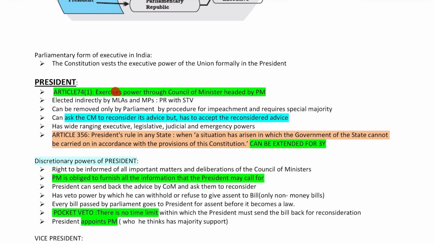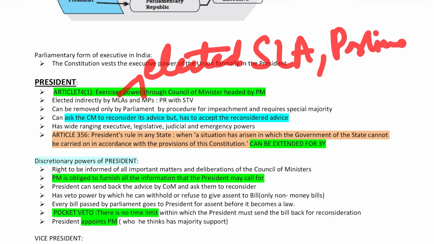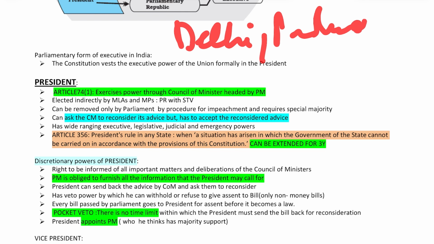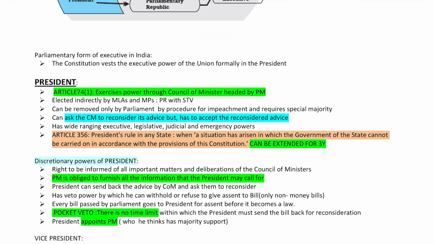He or she, the president, is indirectly elected by the MLAs and MPs through proportional representation and the single transferable vote. So basically, by the elected members of state legislative assemblies as well as the Parliament of India, and the elected members of the UTs of Delhi, Puducherry, and now the Assembly of Jammu and Kashmir is also operational. So even Jammu and Kashmir.